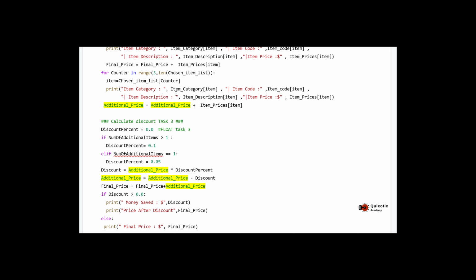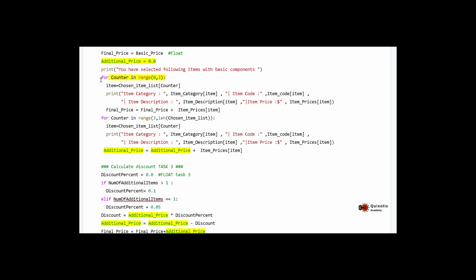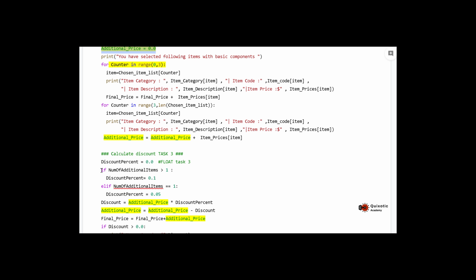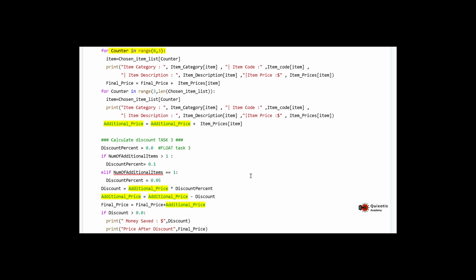For example, if someone has bought a solid state drive or something else, then we check the condition for the discounts and do the same. So if no additional item is bought, then the additional price will remain 0.0 and the number of additional items will not fulfill any of these conditions, and the discount percent will also remain 0.0, which means discount is 0.0, and 0.0 minus 0.0 is also 0.0. So final price plus 0.0 will remain final price, so the code is not disturbed.